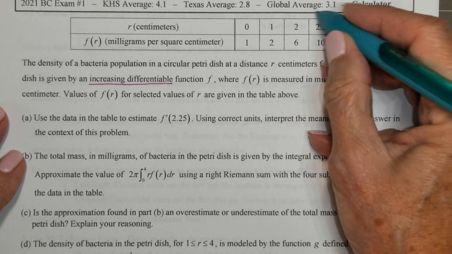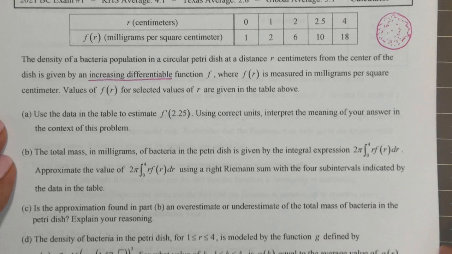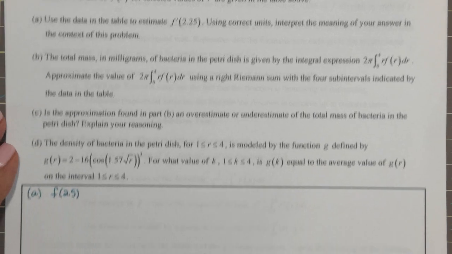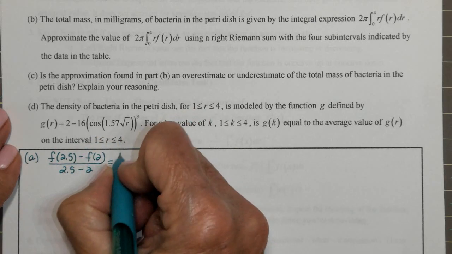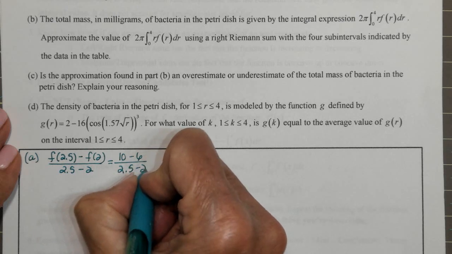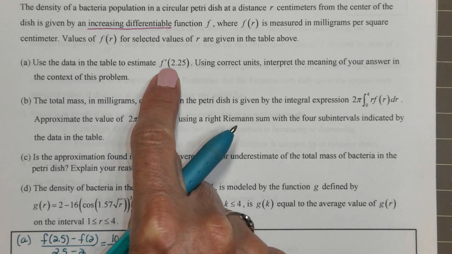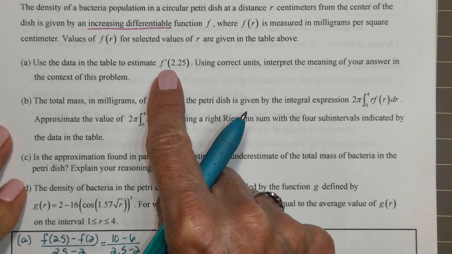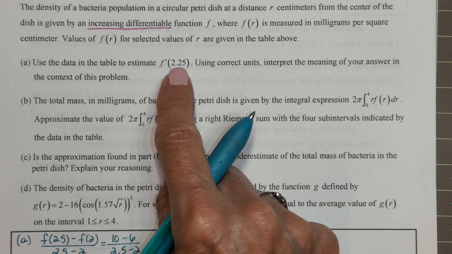So I go to the closest two r values, and I'm using change in F over change in r. So part A, change in F over change in r. So F at 2.5 minus F at 2 over 2.5 minus 2, that is 10 minus 6 over 2.5 minus 2. So I estimated F prime of 2.25. Now I need to give the interpretation of that. Well, I know that it is the rate that F is changing exactly at 2.25.